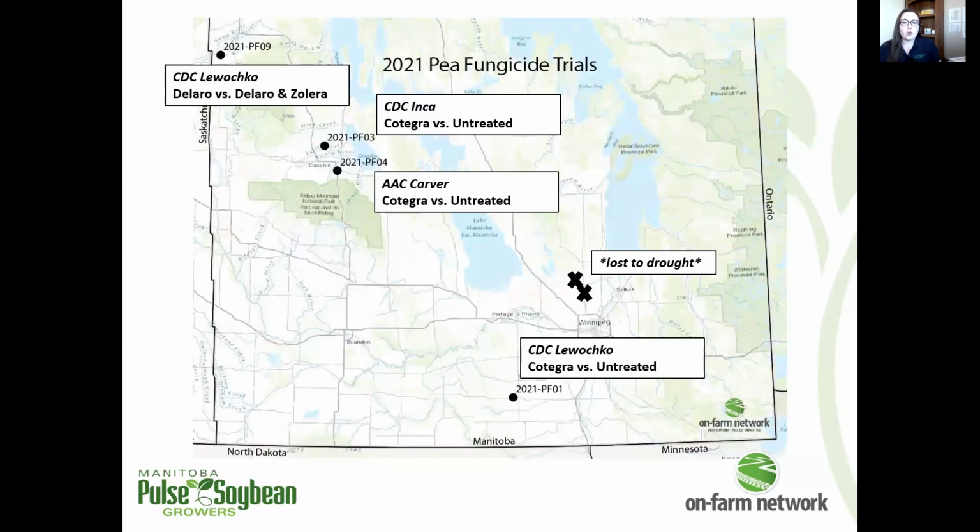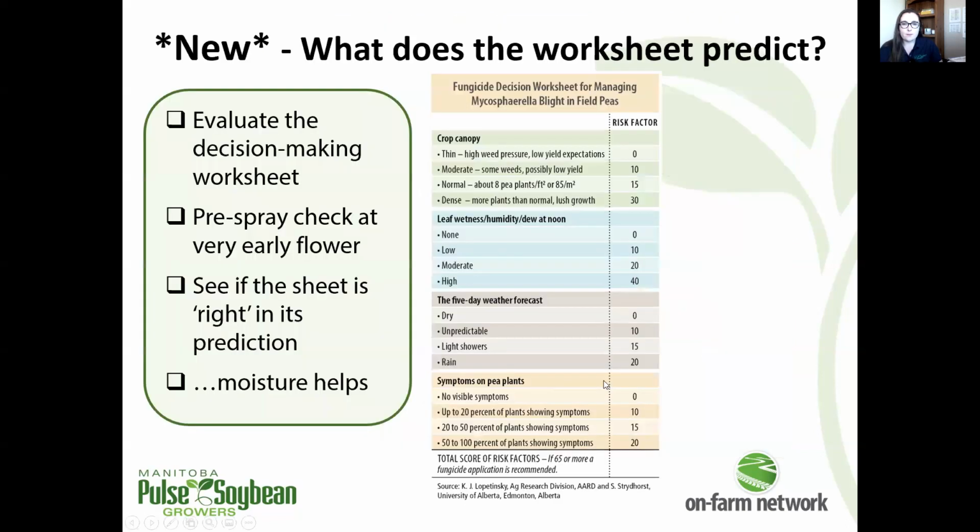We harvested 4 pea fungicide trials this season. We had another 2 that were established, but they were both lost due to the drought conditions. So we'll focus on the 4 trials throughout the province that we were able to harvest this year.